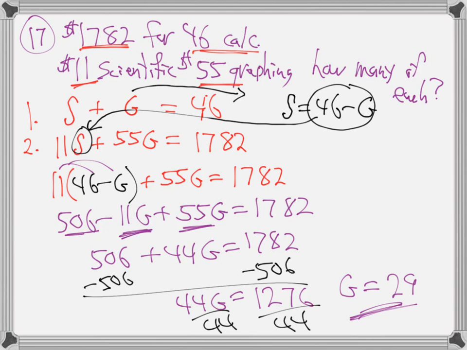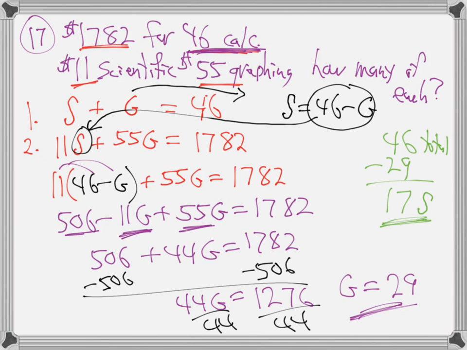Now, how could we get S? Yeah, remember there's 46 calculators total. So you could just subtract from 46. 46 total, just subtract the 29. 17 scientific. We're done.